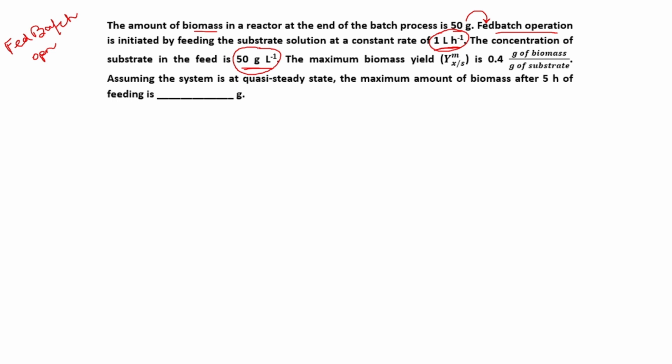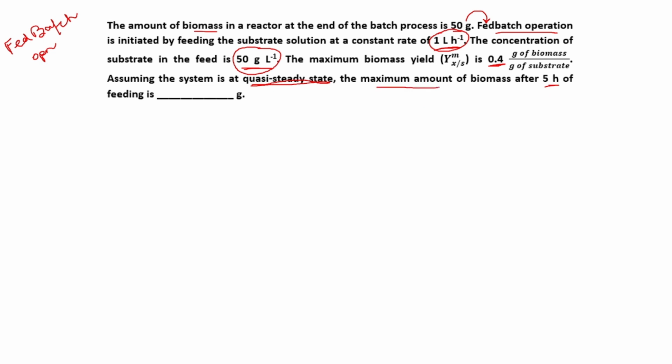Feed flow rate means the rate at which you are giving a particular thing. In this case, the rate at which you are giving the substrate is 1 liter per hour, and the concentration that you are giving is 50 grams per liter. They have also told you the maximum biomass yield is 0.4 grams of biomass per gram of substrate. They have also told you to assume the system is at quasi steady state. This is very important. Then you have to find the maximum amount of biomass after 5 hours of the feeding.